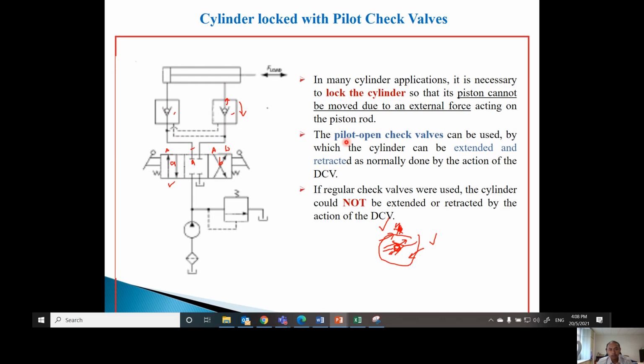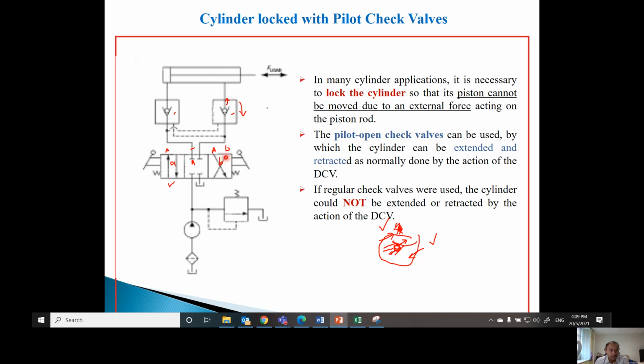But now, since we use a pilot open check valve, what happens during this time? The pilot check valve will push the ball upward, and then the flow can go through the check valve and go back to the tank through port B here. So B to tank.